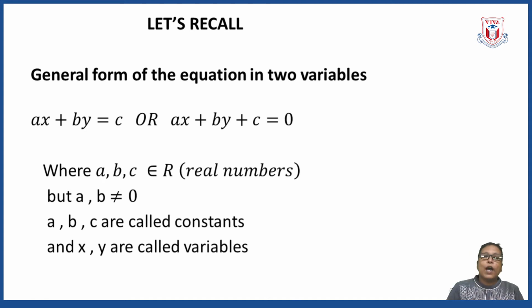Okay, so I hope you have understood the general form of the equation. You must keep in mind, because whenever we try to solve the equations, we need to write them in general form, and we are following the general form, that is ax plus by is equal to c. Okay, so I will recommend you to keep in mind the first type of general form only, that is ax plus by is equal to c.